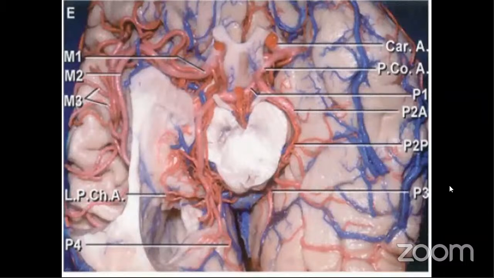In this image, we can see the M1 segment after the origin of the MCA. It goes laterally towards the Sylvian fissure. Here is the genu. It takes a 90 degrees turn. It then becomes the M2 segment. The M2 segment continues from the genu till the circular sulcus, and it further becomes the M3 segment that continues from the circular sulcus till the surface of the Sylvian fissure, and the M4 segment supplies the cortical surface of the brain.